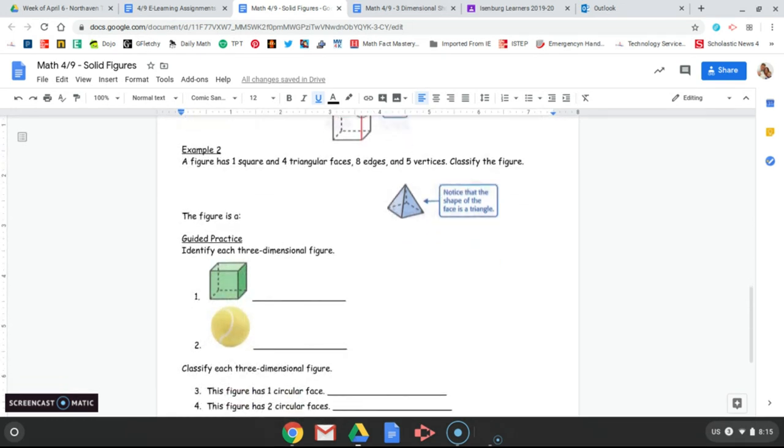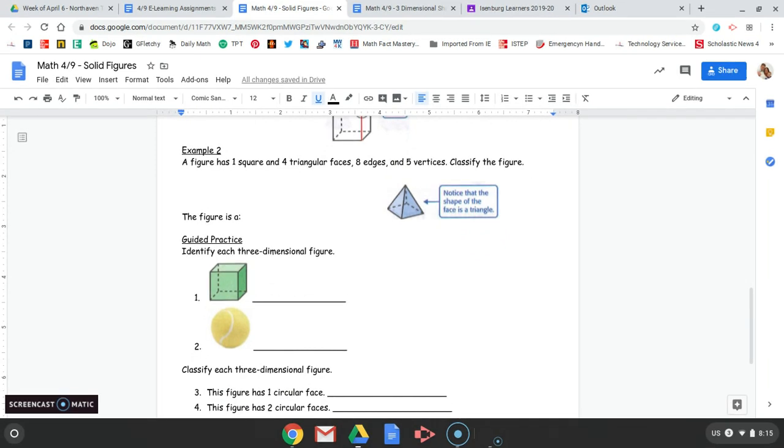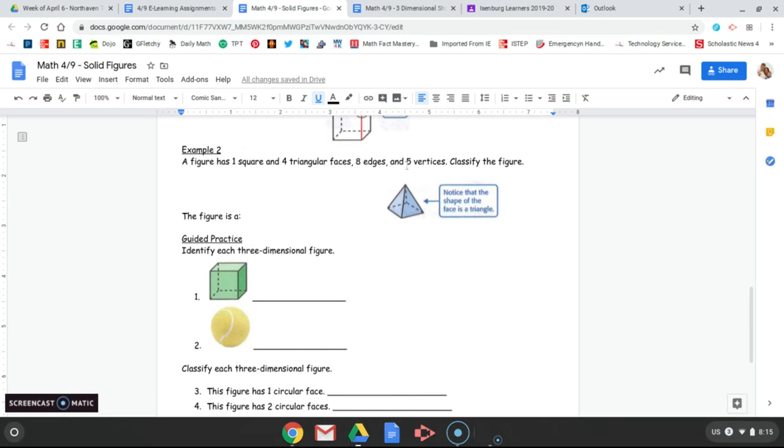Let's go on ahead to example 2. It says a figure has 1 square and 4 triangular faces, 8 edges, and 5 vertices. Classify the figure. Now remember, the easiest way to identify 3D figures for now is based on the shapes of their faces. So even though you have the number of edges and the number of vertices, when you're trying to figure out the clues for a shape, I would focus on the faces.